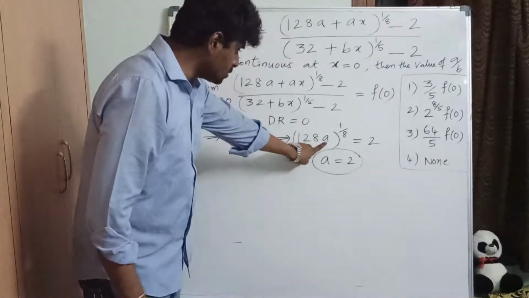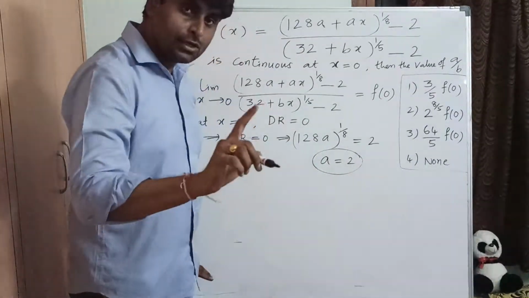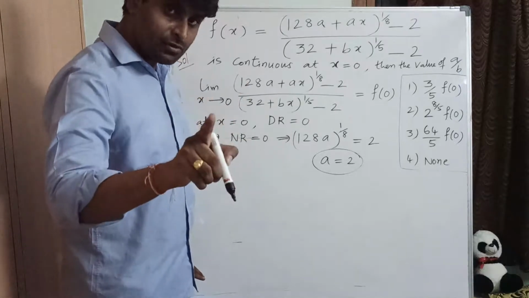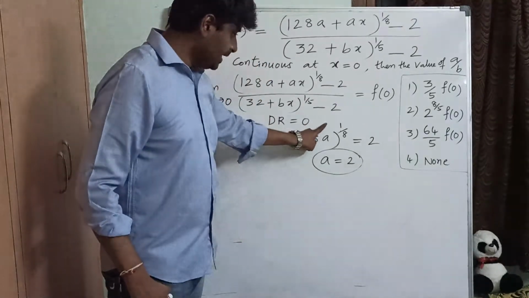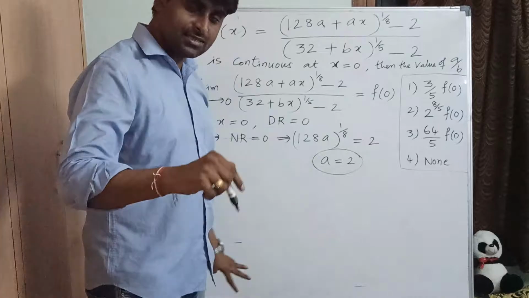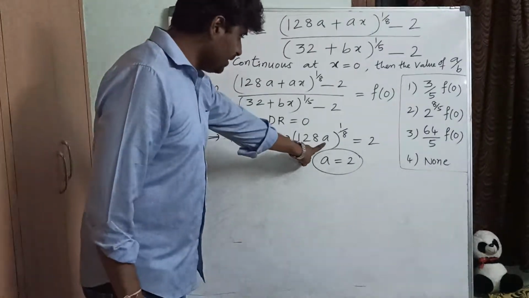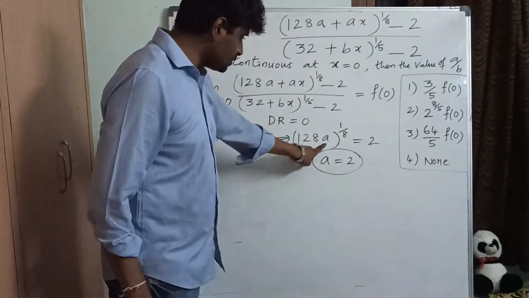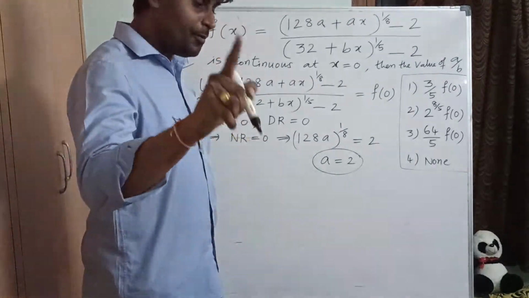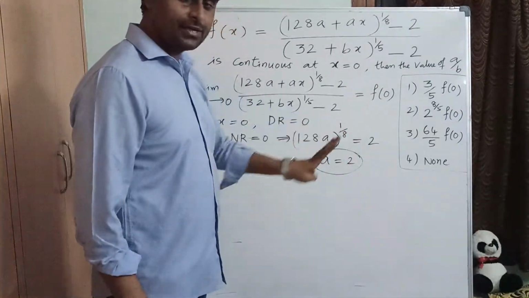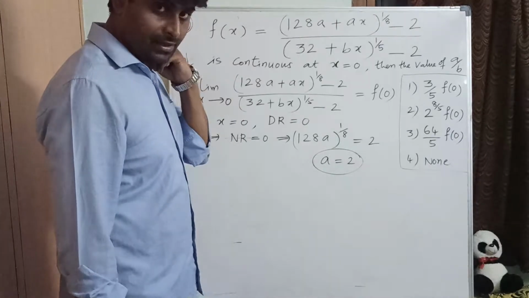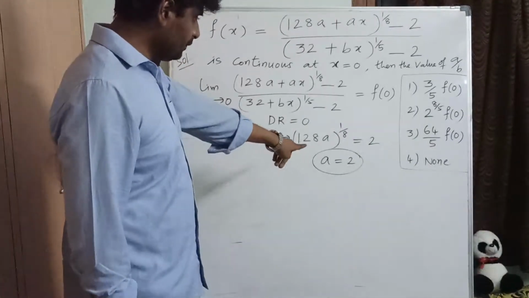Whenever a equals 2, 2 into 128 is 256, and 256 is only 2 power 8. 2 power 8 to the power 1 by 8, the 8s cancel, and we get 2. LHS equals RHS. So here a must be 2. Then both side quantities will be equal. Correct. So it's very easy to identify that.